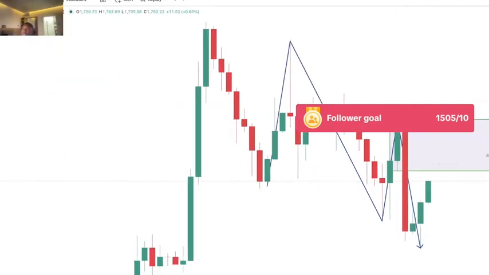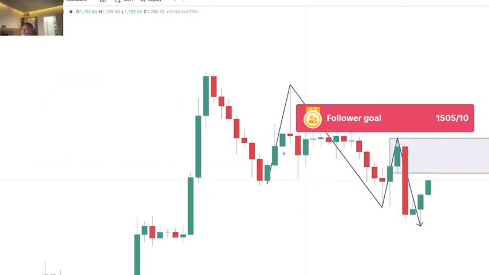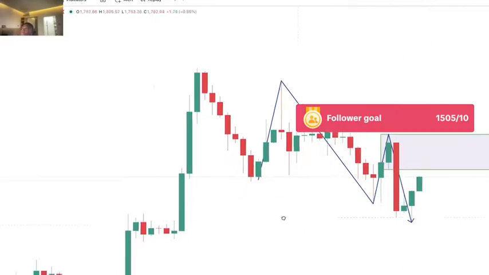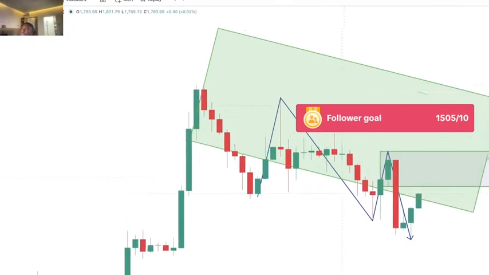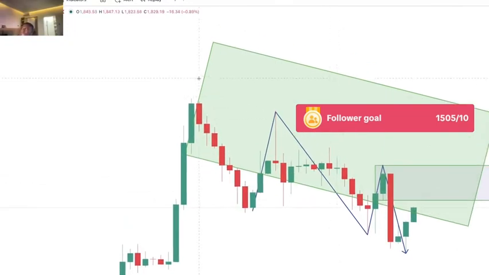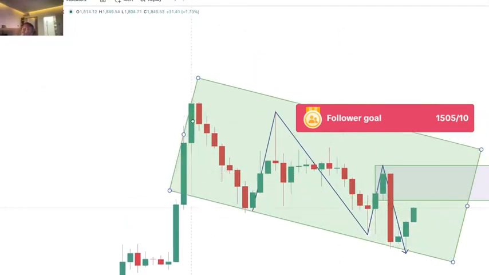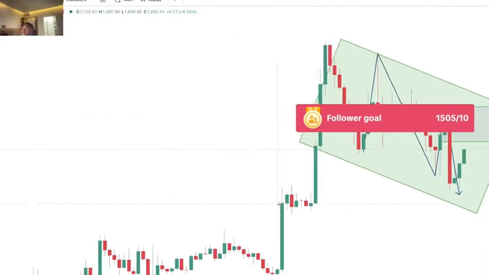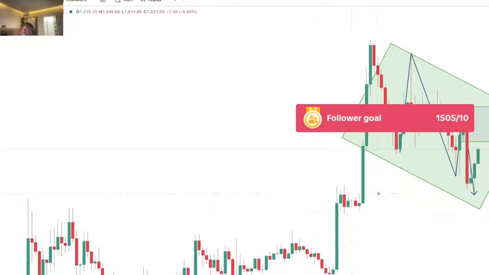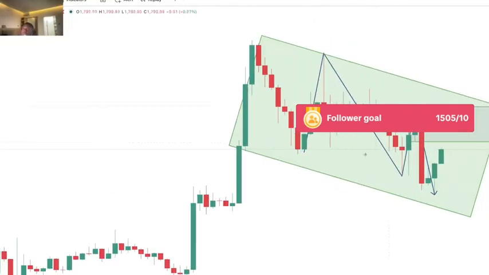So mind you, you might ask, why am I using this as a break of structure? This is an internal break of structure. It's valid as far as you're using it as an internal break of structure. On an external break of structure, it has not happened yet, but you can also use an internal break of structure until the market gives you whatever you're looking for.